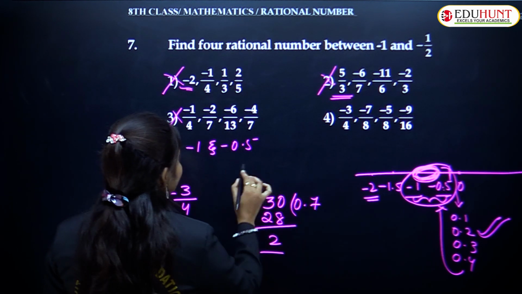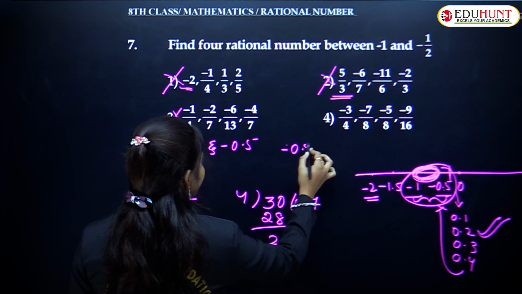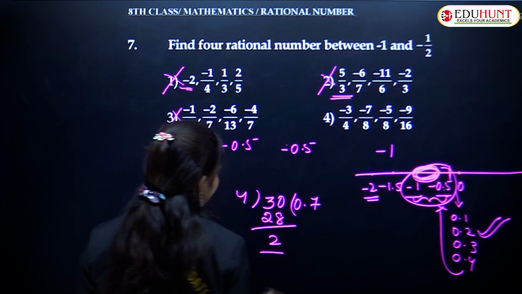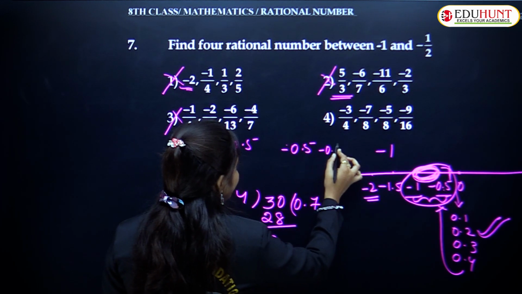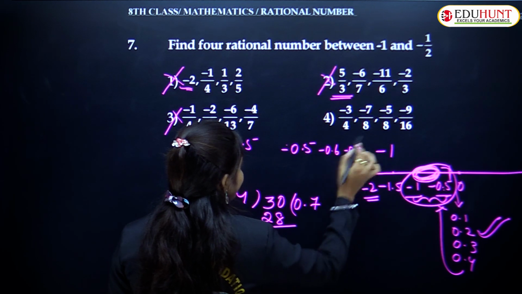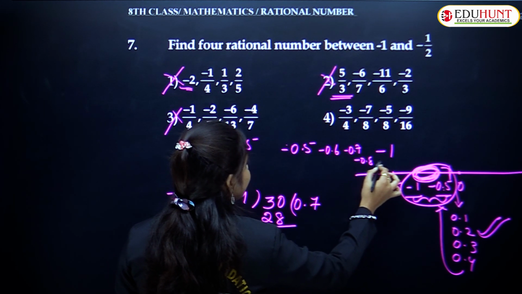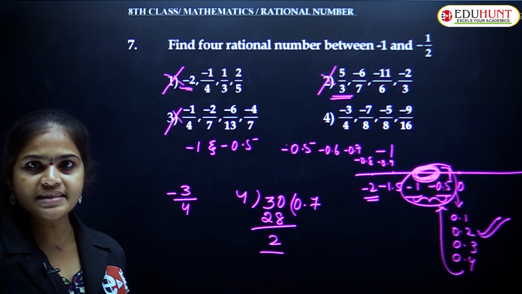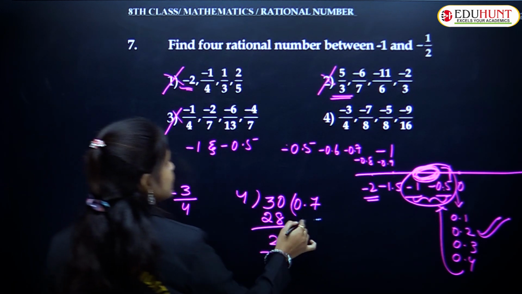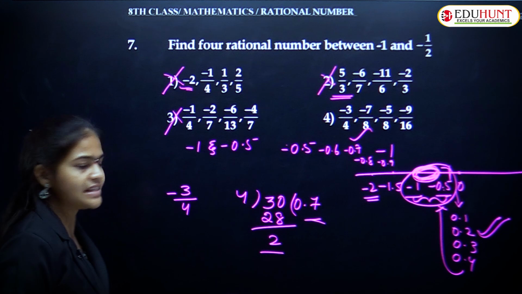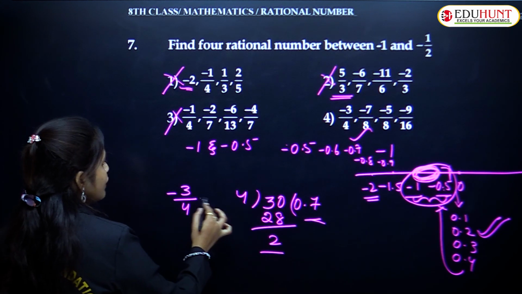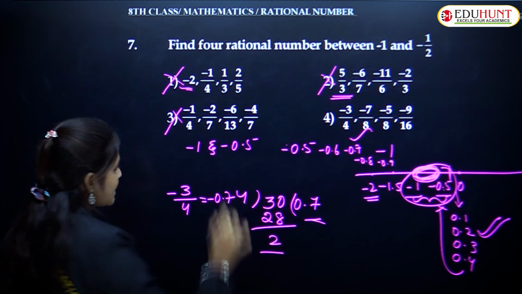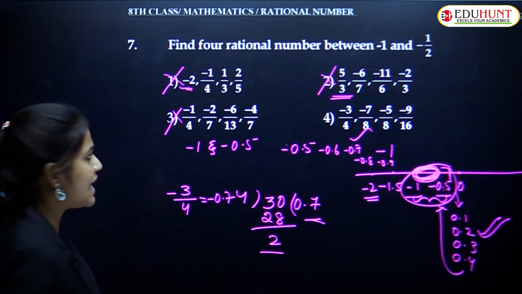0.7 means here in between minus 0.5 and minus 1. Here minus 0.6, minus 0.7, minus 0.8, minus 0.9. After that we will get minus 1. Yes or no? So in this case 0.7 is there, no? So that is satisfying. That is also a negative number, which is equal to minus 0.7. So that's why that number is satisfying.